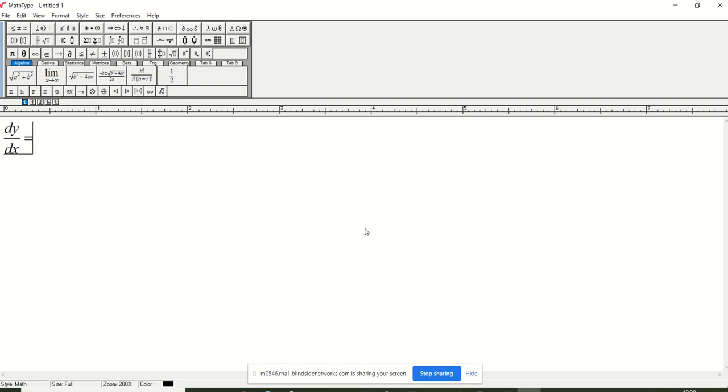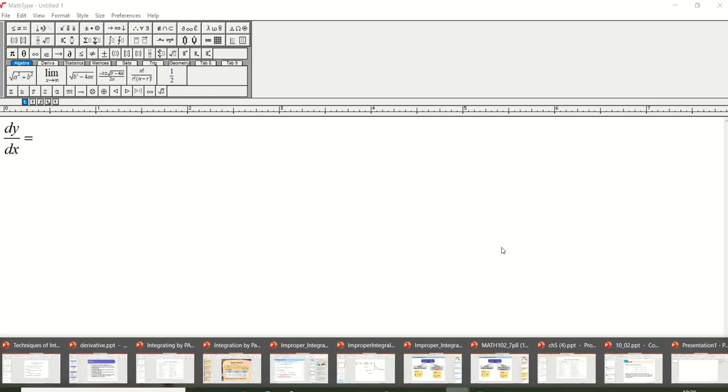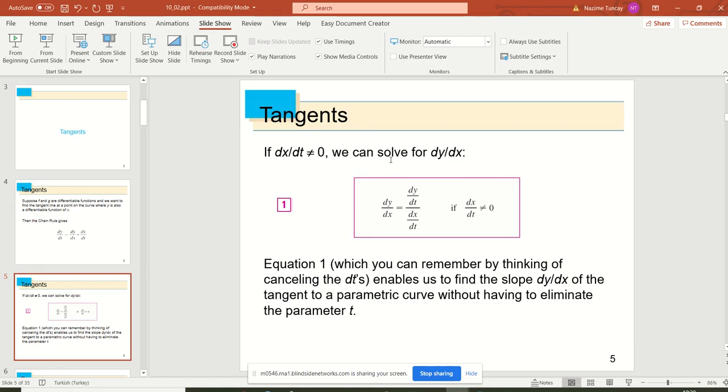Okay, dy over dx, so it's equal to. So what we say here is like this. You see this line here, the middle line. This is dy over dt. So we can write it dy over dt multiplied by dt over dx. What we do, we reverse the second one.